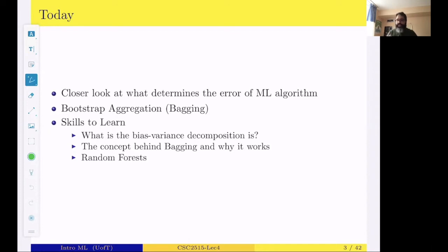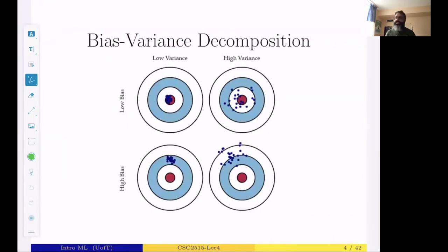Based on that, we get to another concept called bootstrap aggregation, or bagging. I also talked about random forests as one of the implications of the insight that we learned in this lecture. So the things that you need to learn are what bias and variance decomposition is, and the concepts behind bagging and random forests. Let's start with bias variance decomposition.